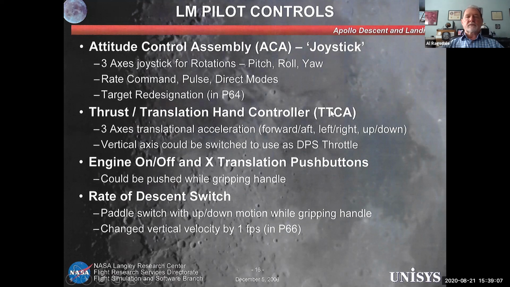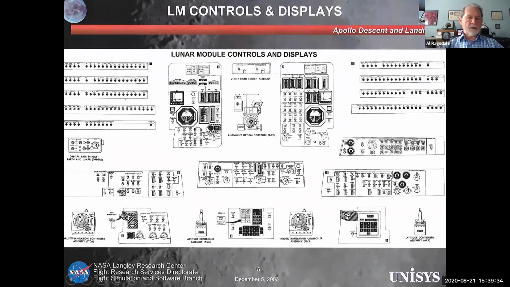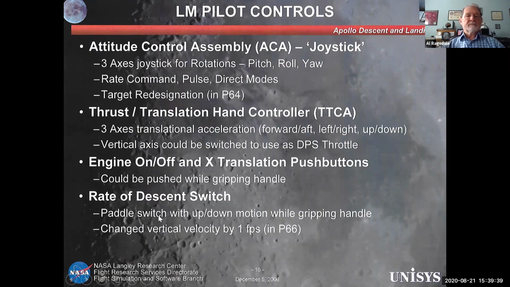The thrust translation at TTCA was the throttle, and it had the 3-axis translation acceleration, as I said. And the vertical axis could be switched to use as a throttle for the descent engine, but they abandoned that soon after they started. There was an engine on-off button. They didn't want anything automatic to shut the engine off. They wanted to do it. So it was right here. You push that button to shut the engine off. And the rate of descent switch was a paddle switch and changed the vertical velocity by 1 foot per second.